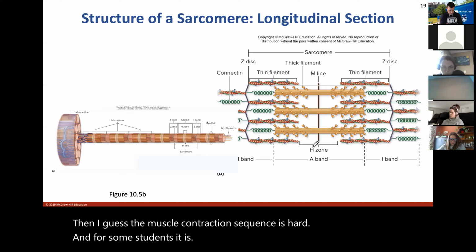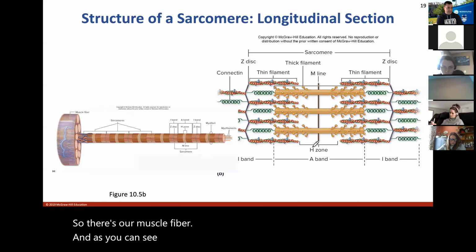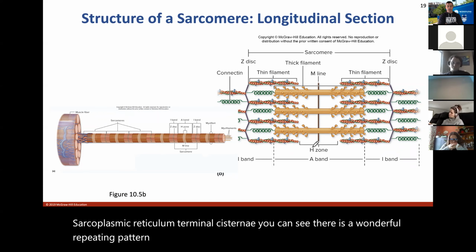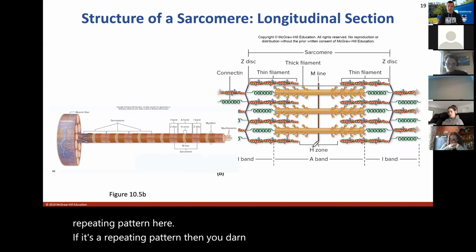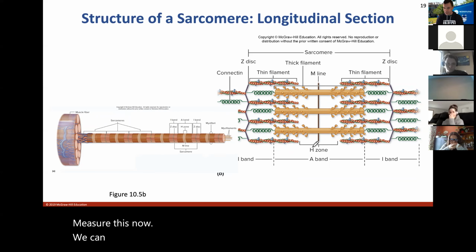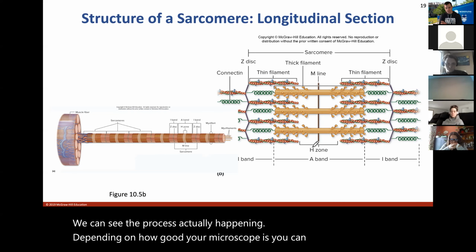So there's our muscle fiber. And as you can see, I've teased out a bundle of myofilaments, myofibril. As we strip away sarcoplasmic reticulum, terminal cisternae, you can see there is a wonderful repeating pattern here. If it's a repeating pattern, then you darn well know that we can measure this now. We can see the process actually happening. And depending upon how good your microscope is, you can actually see it.